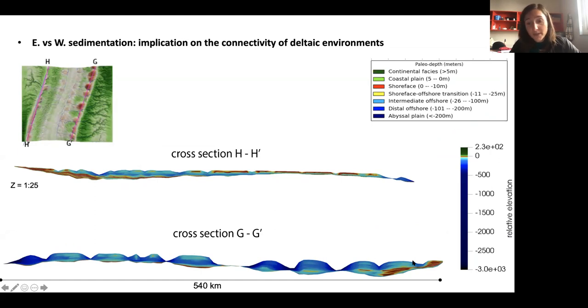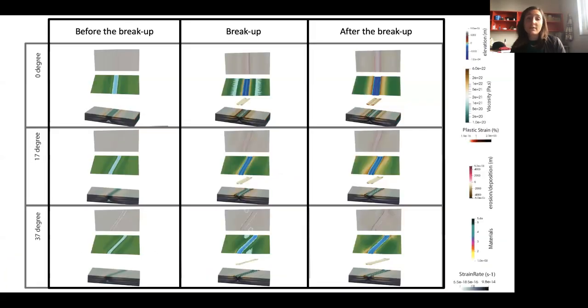You have more sedimentation, but you have less deltaic sedimentation, and the connectivity is less important. So I did different tests with different angles of rift, so 0 degrees, 17 degrees, and 37 degrees. I work in radians, that's why the values are a little bit off, around 20 degrees, etc.